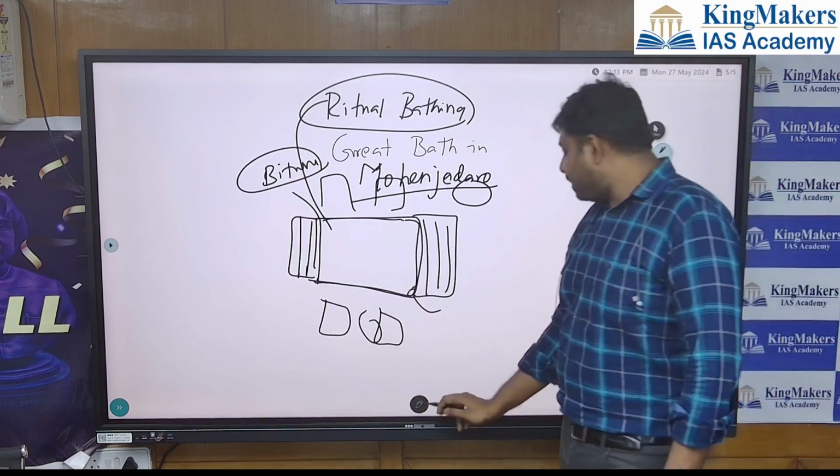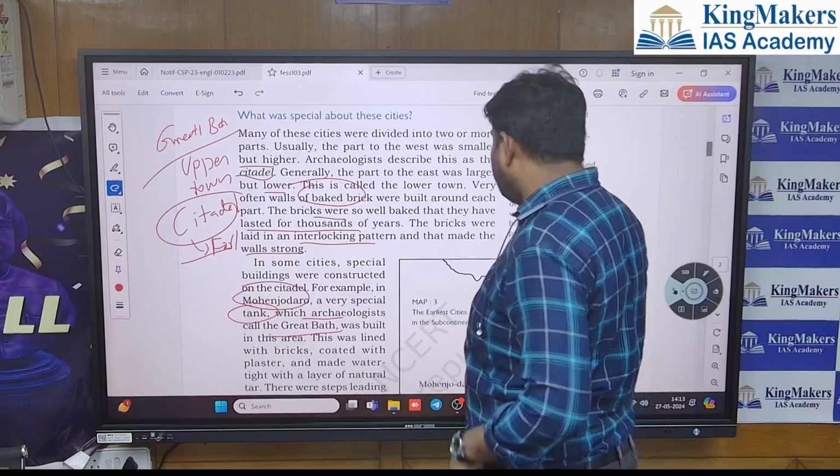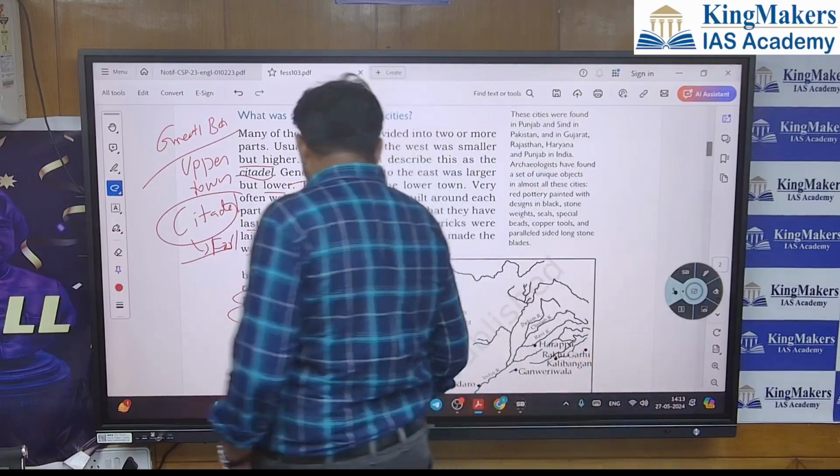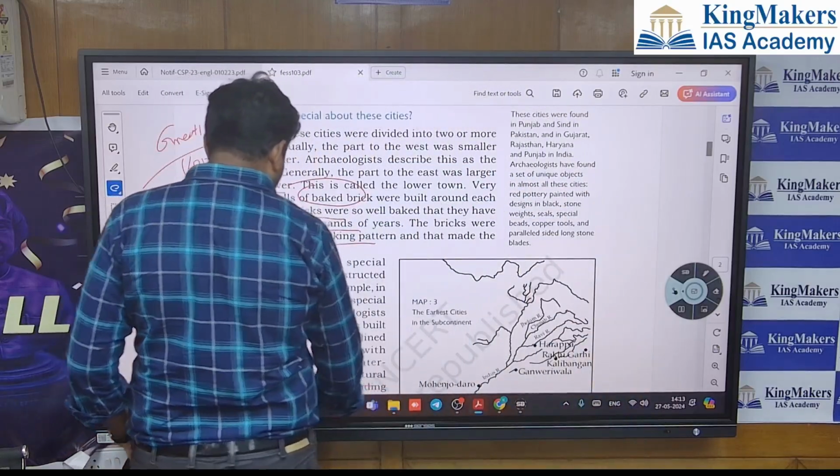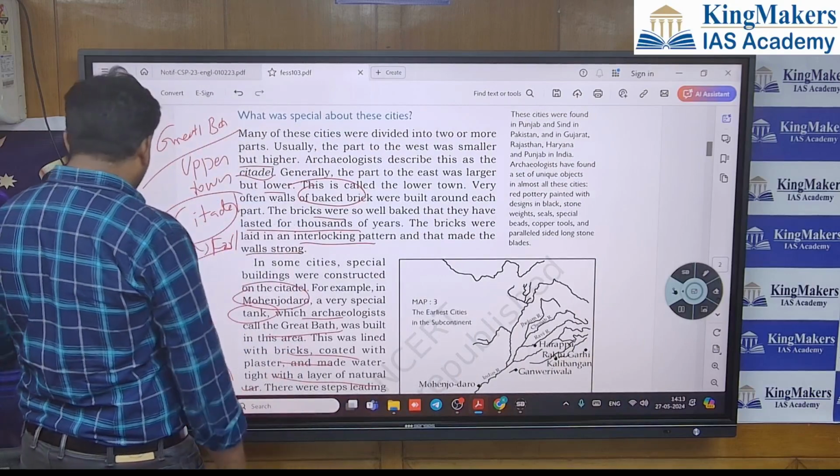Okay, let's come back to the picture. So this was lined with bricks and plaster, a watertight layer of natural tar that is called bitumen.